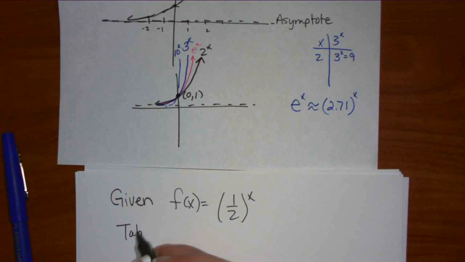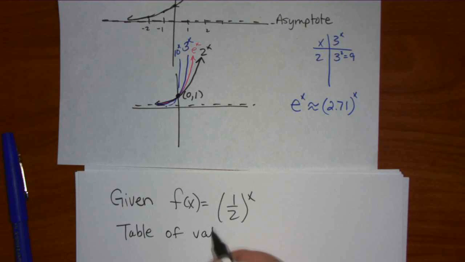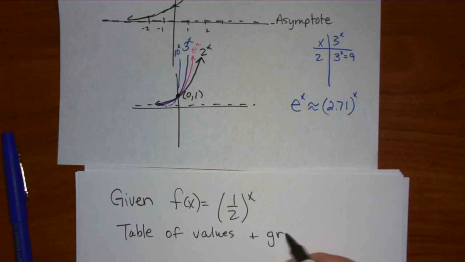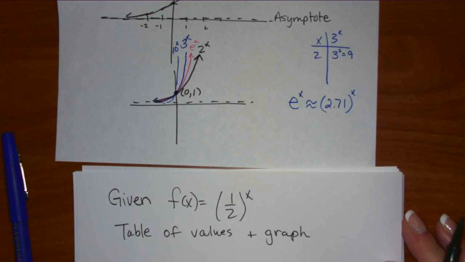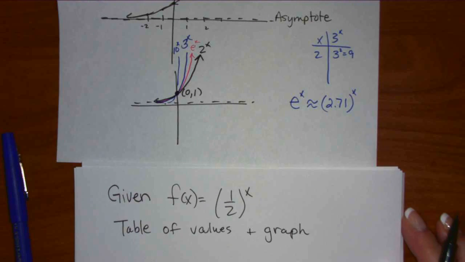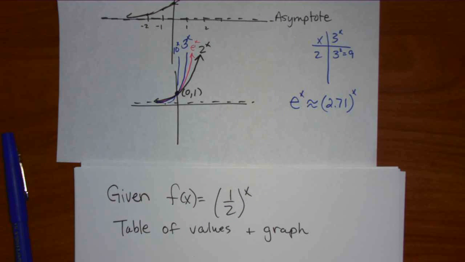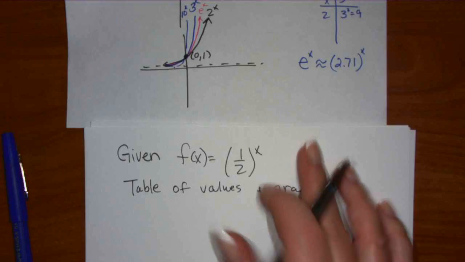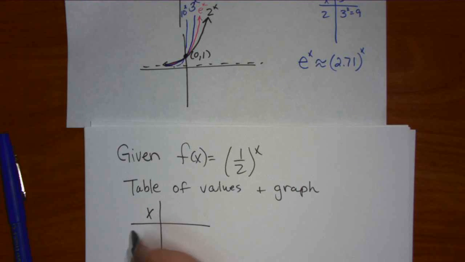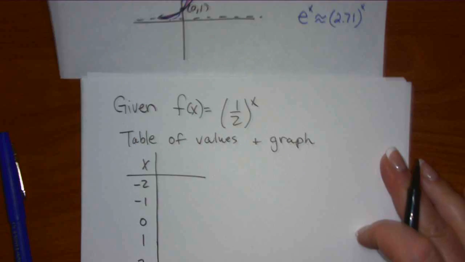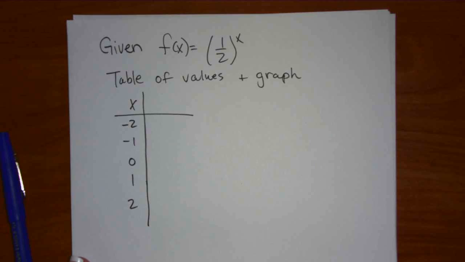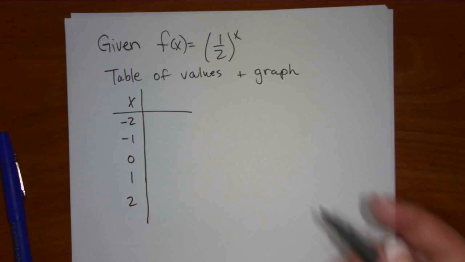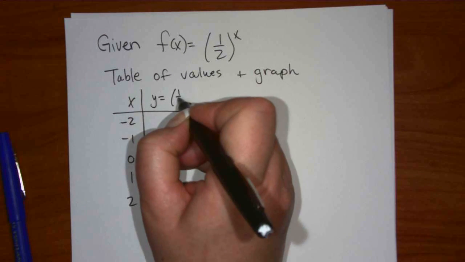let's do a table of values for this one. I didn't put 1/2 on there. I just said like 2, 3, 4. 1 isn't an exponential, but we can have fractions. So let's do a table of values for that. We'll just do the same points because that's enough points to get a graph. So -2, -1, 0, 1, and 2.